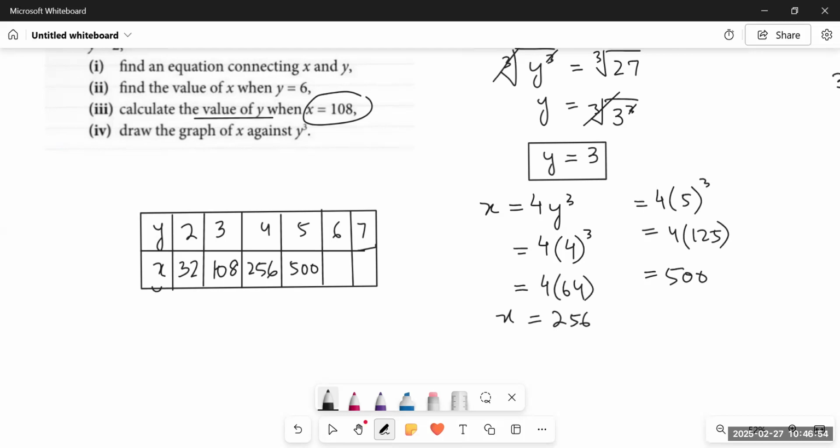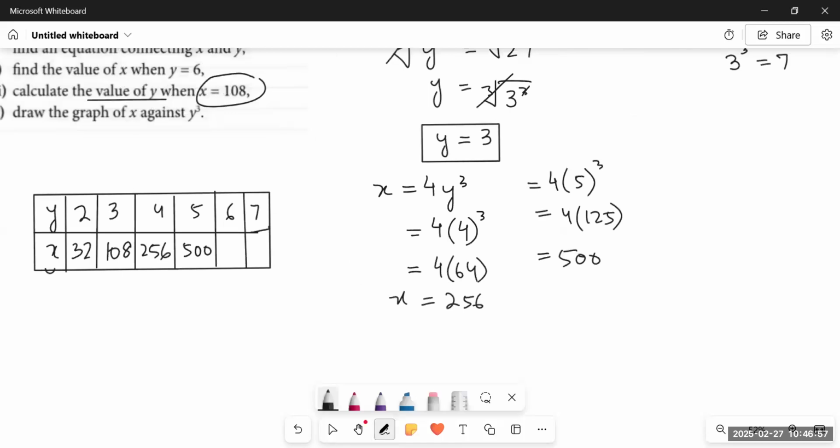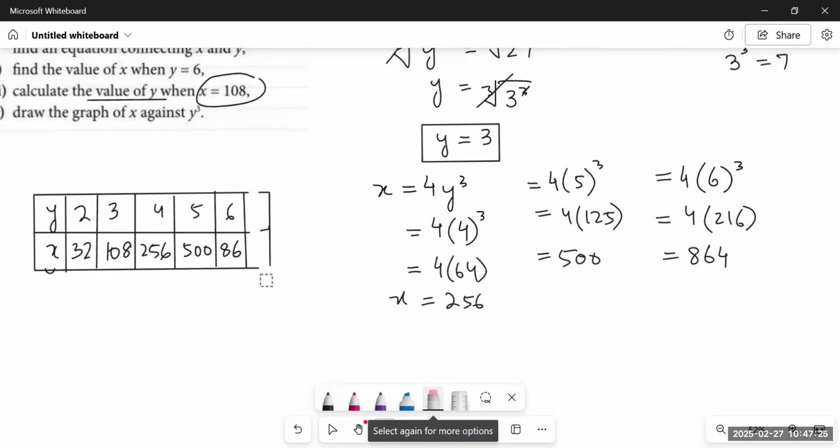Similarly, if we take 6, it would be 4 times 6 cube. 6 6s are 36, 36 6s are 216. Now we will multiply 216 with 4. So the answer to this would be 864. So this is 864. Now we have to draw a graph for this.